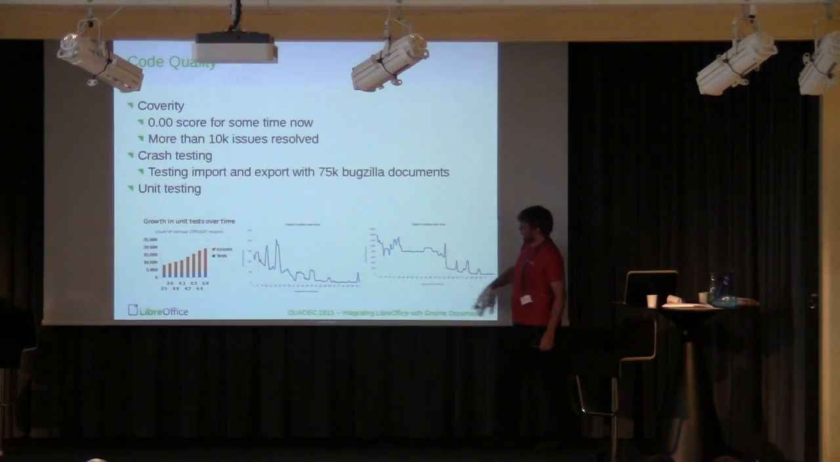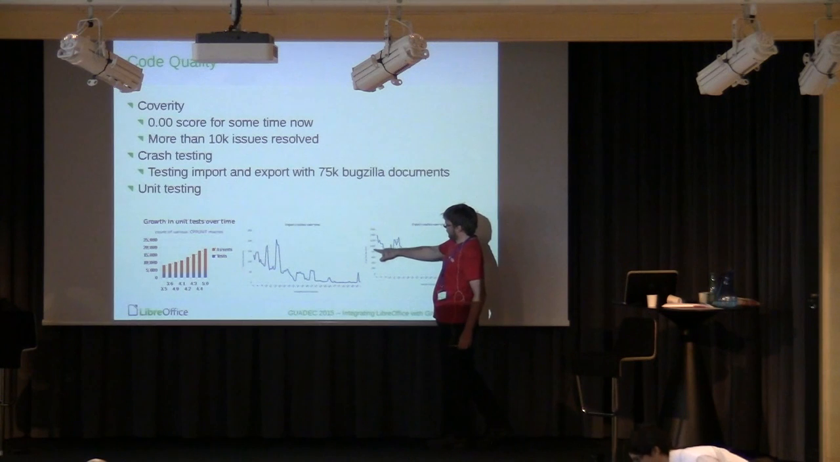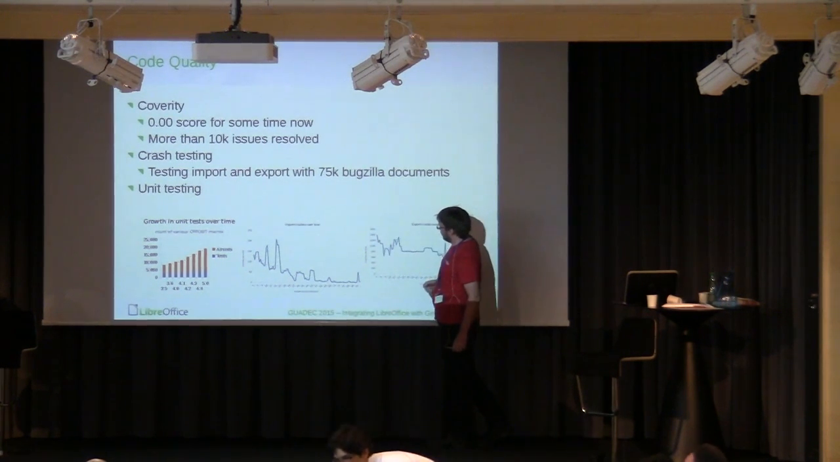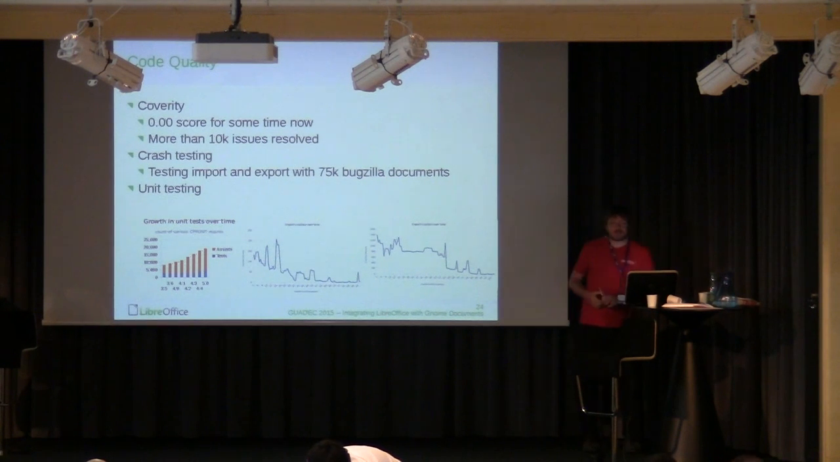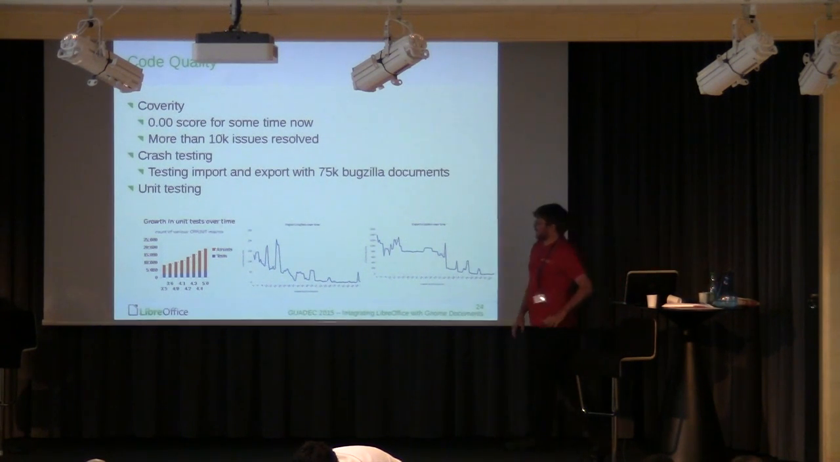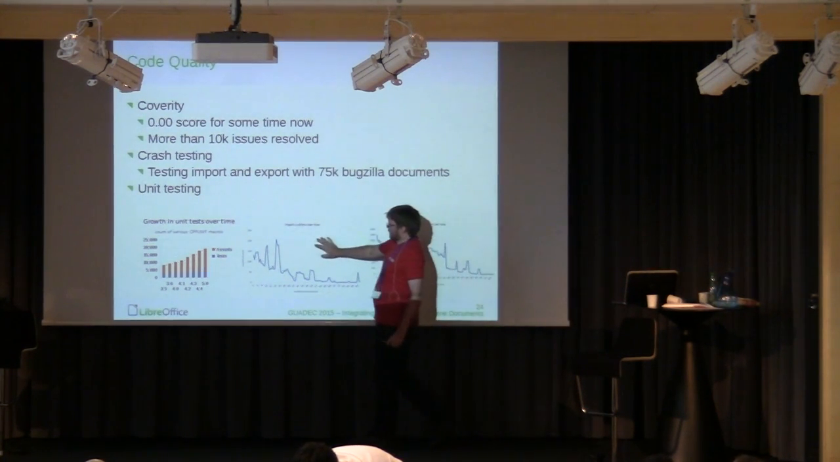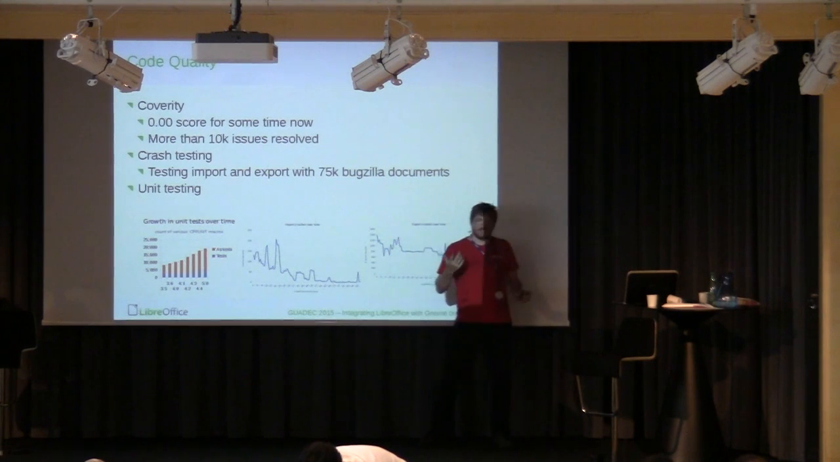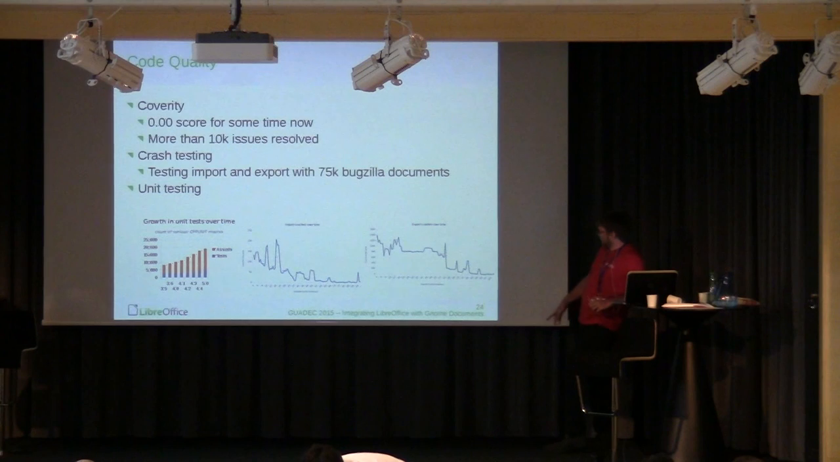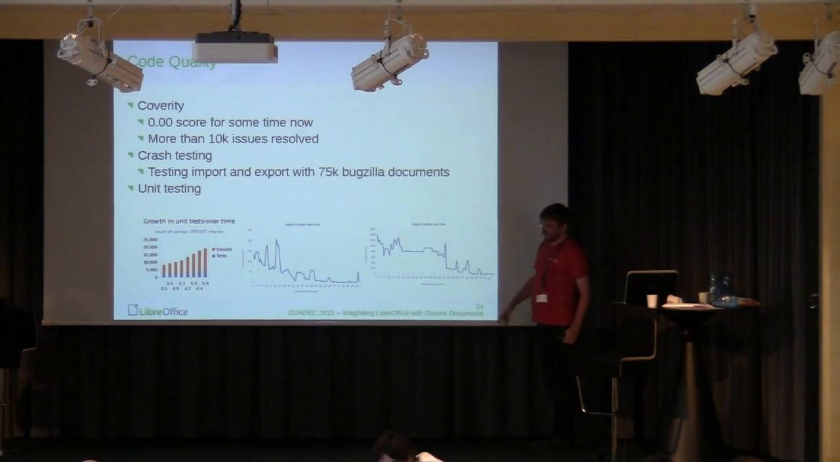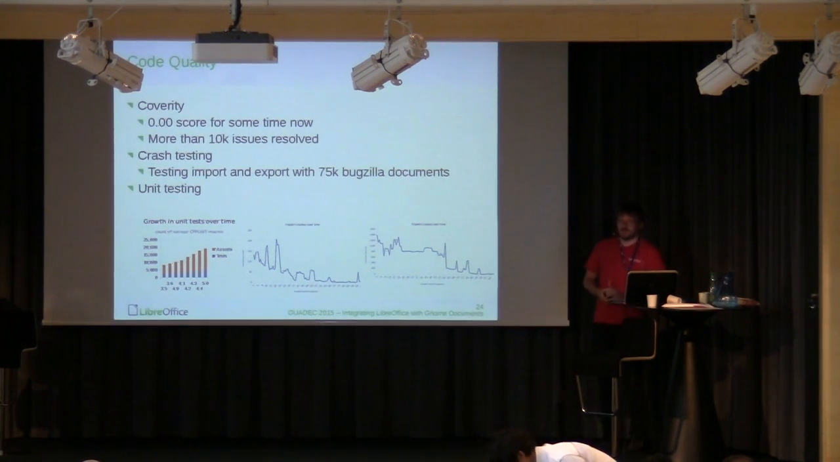With the export, you see that the scale is totally different. We started with 1,400 export crashes, but we were also exporting about 150,000 documents. So each document that we imported was exported to about two or three different formats. And we are also down to zero here now. I think since today, all import and export crashes have been fixed.